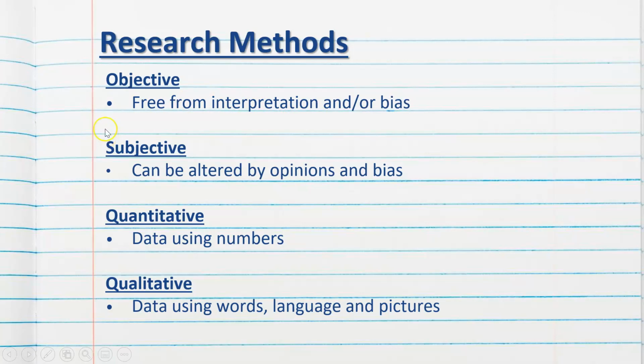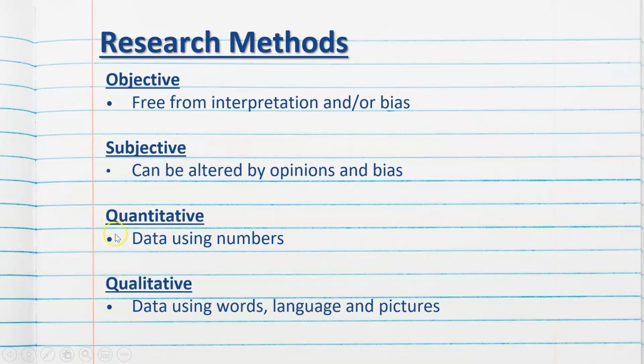Whereas subjective is the opposite. So this is where data can be altered by opinions and bias. They are subject to bias, hence the term. So something that is subjective to me means it's subject to my own bias, my own opinion, and my own interpretation. Objective, there's no interpretation at all. They're free from any bias whatsoever.